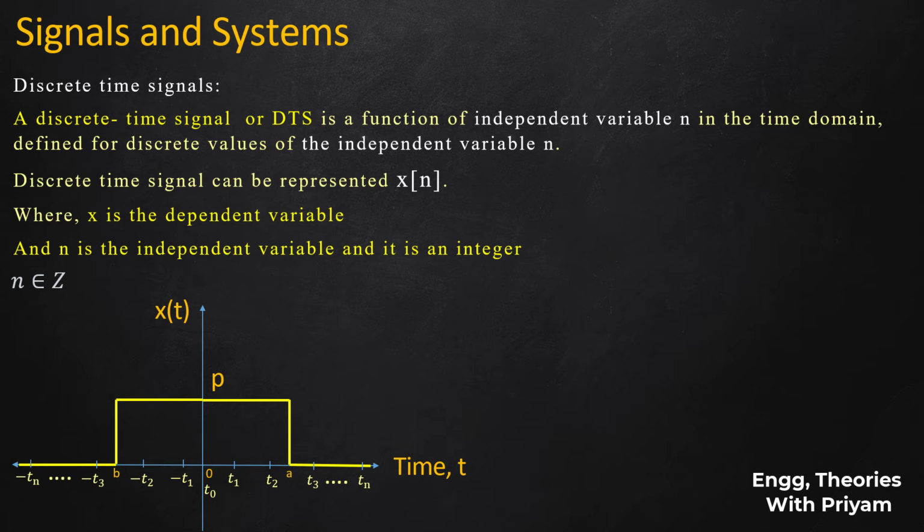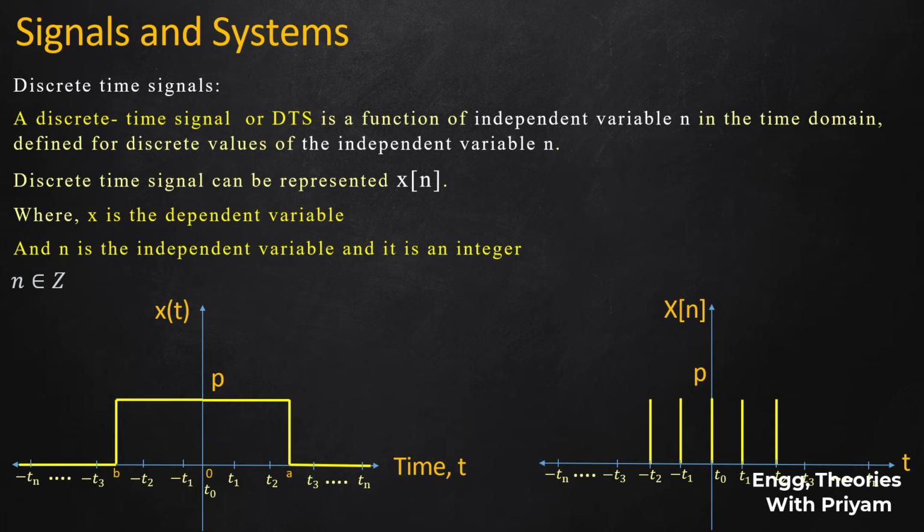Let's plot the discrete time signal. On the x-axis, we will take the independent variable t in the discretized form. On the y-axis, we will take the amplitude of the discrete time signal x[n]. On the positive x-axis at t0, t1 and t2, the value of the signal is p, and from t3 up to tn, the value of the signal is 0. On the negative x-axis at minus t1 and minus t2, the value of the signal is p, and from minus t3 up to minus tn, the value of the signal is 0. The discrete time signal can either be equally or not equally spaced from each other. The spacing between the sequence is known as the time interval.